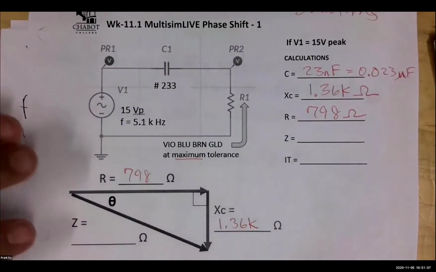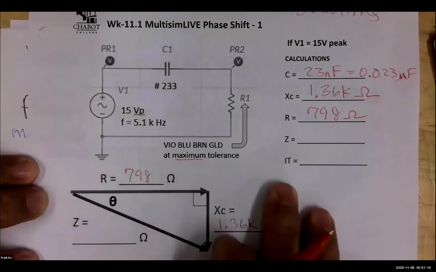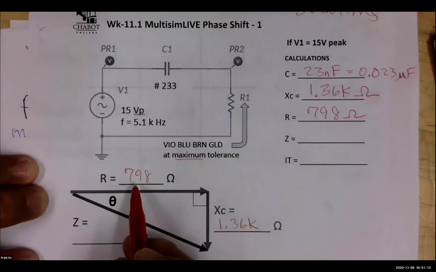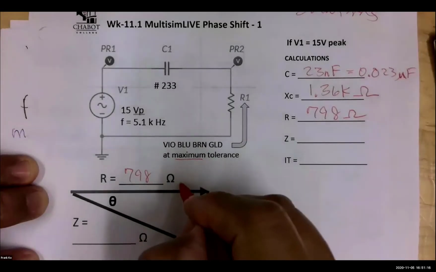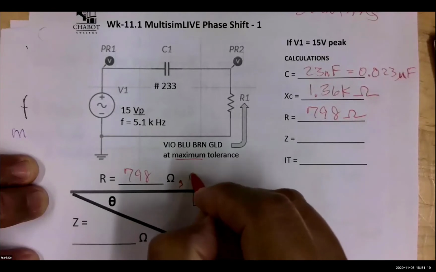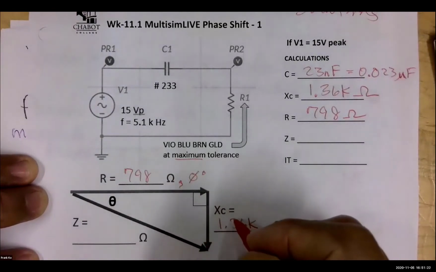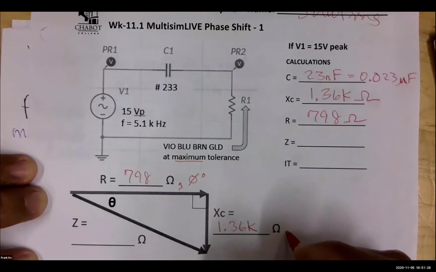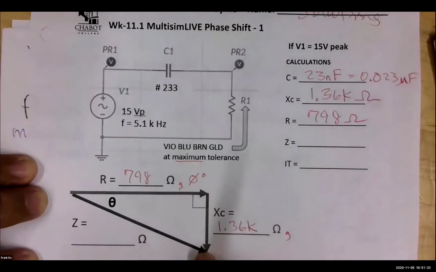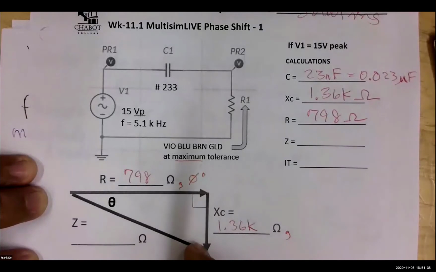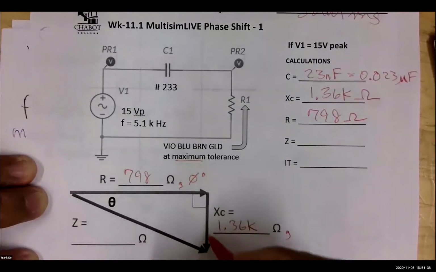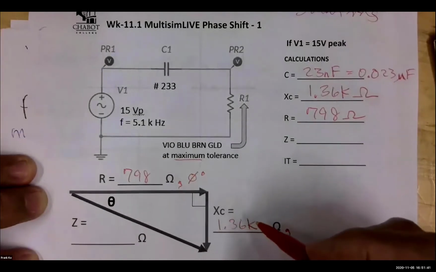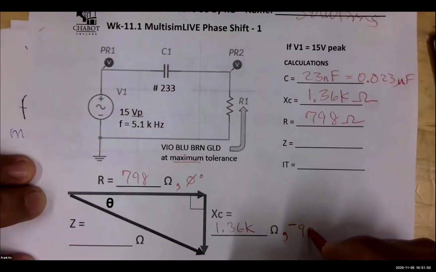Now, we use these phasors. R is a phasor of what length? 798 ohms. What is the angle at which this is moving? This is at 0 degrees. X sub C is another phasor of 1.36 kilo ohms. If it's pointing down, what is its angle relative to the R phasor? Negative 90 degrees. Yes, we would call that negative 90 degrees.